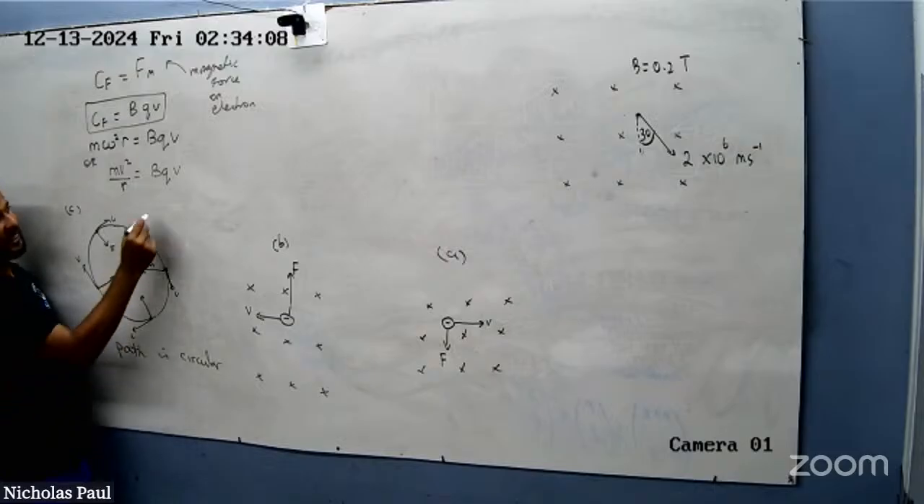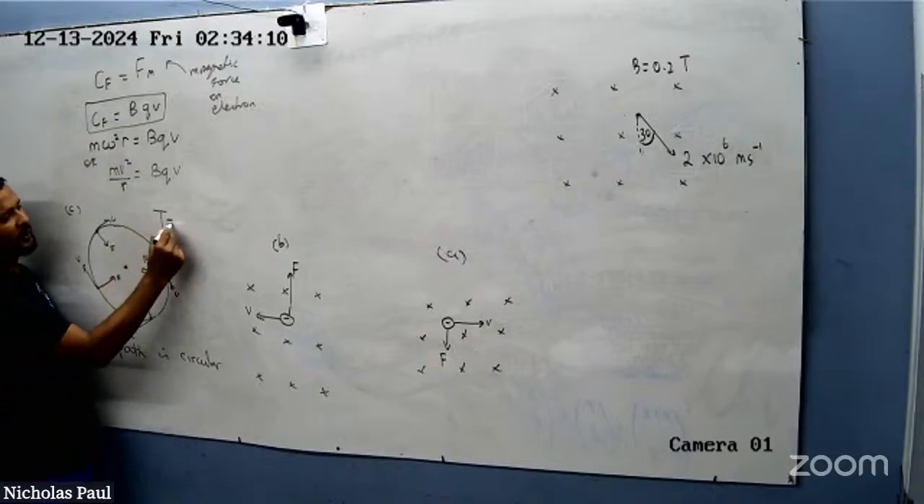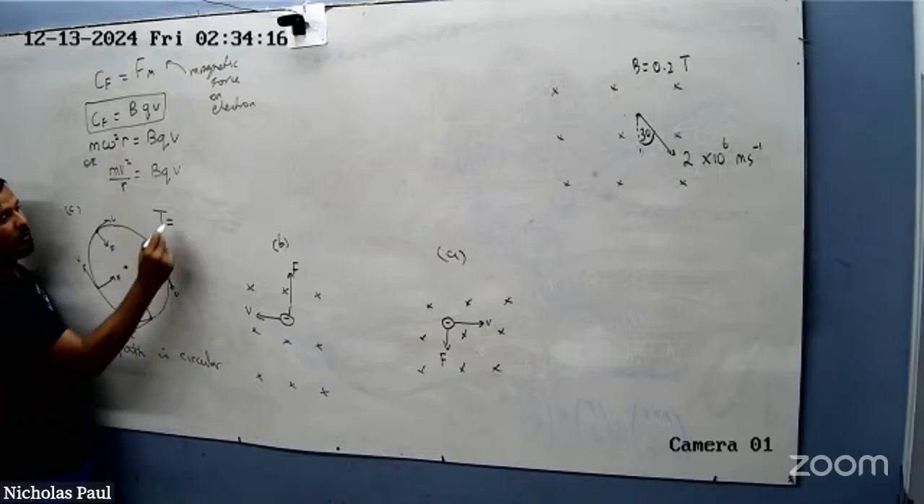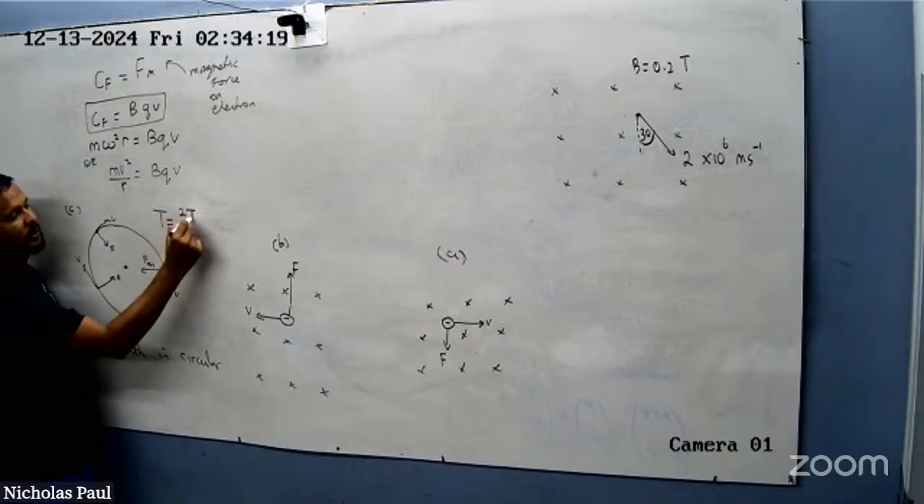So if I ask you to find the period now, the period is what? We don't have F here. Right? So 2 pi on omega.